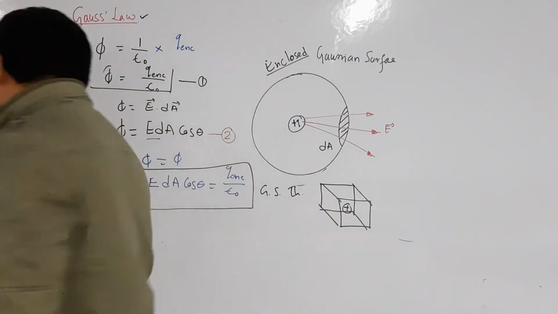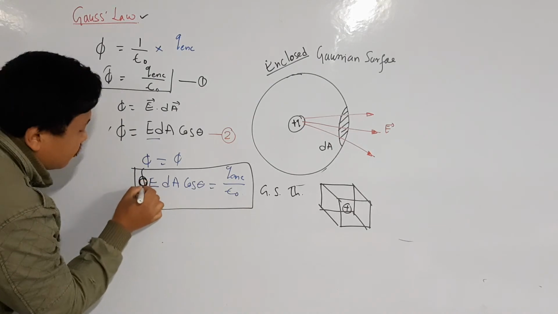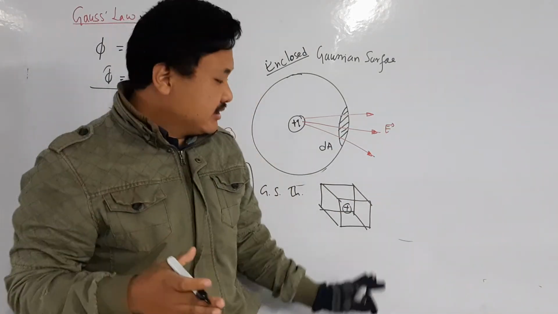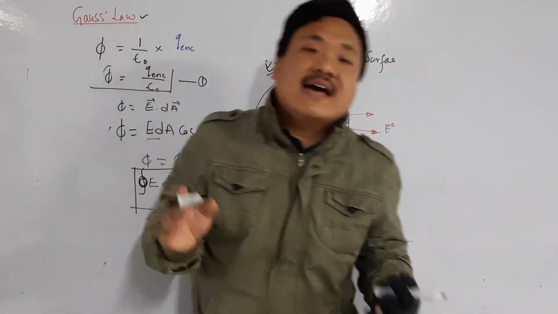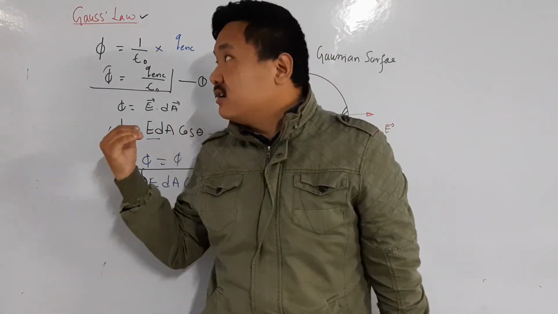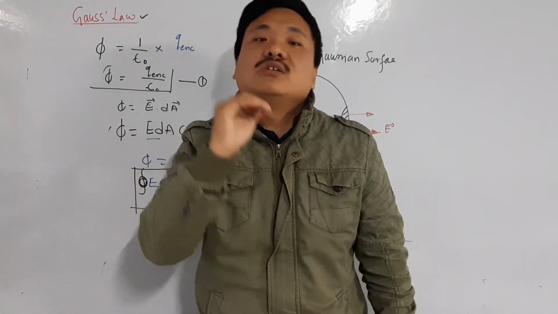That is why it is integration over a closed surface. Either you take a cylinder, a cuboid, a cube, or a sphere, it has to be a closed one. Understood? So the Gauss theorem cannot be utilized if the surface is not closed.